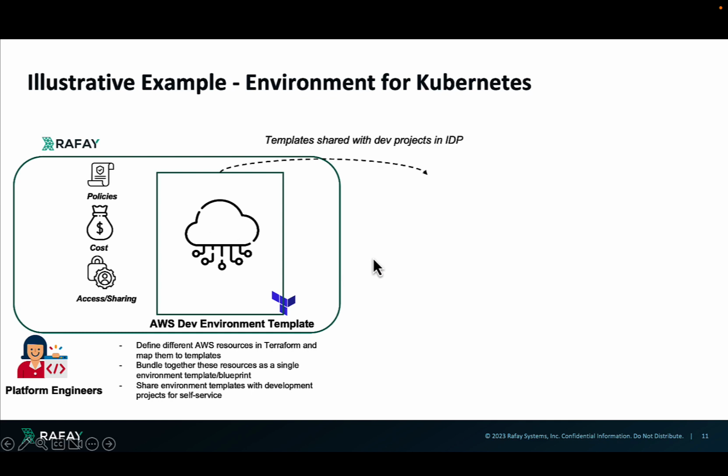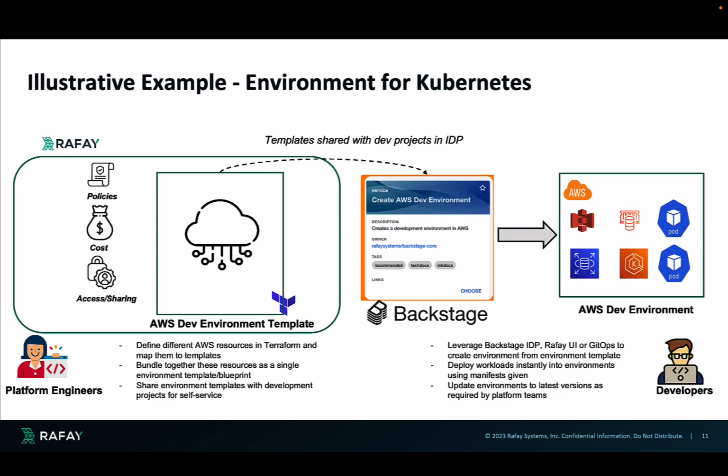Once these templates are shared with the development projects, the developer has the opportunity to spin up the environment using an IDP like Backstage or the Rafay UI or GitOps. From then on, the developer, once they have this environment deployed, can simply point their workloads to spin up in the new environments. It's that simple.